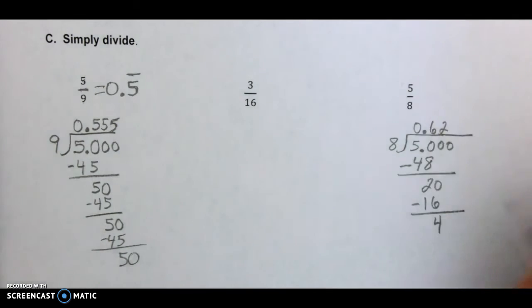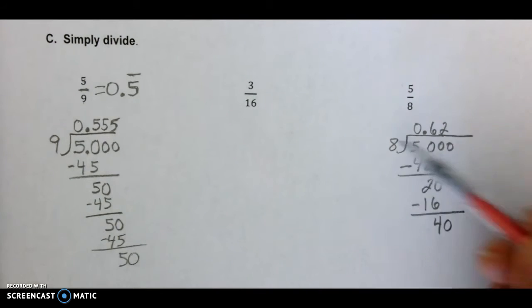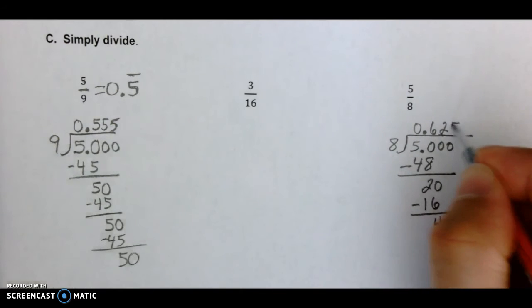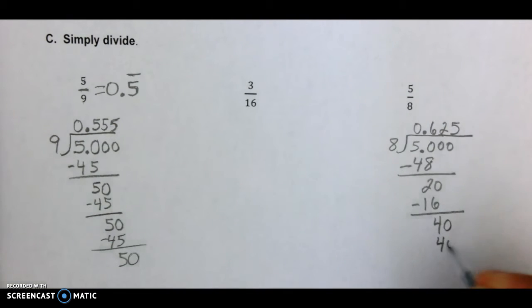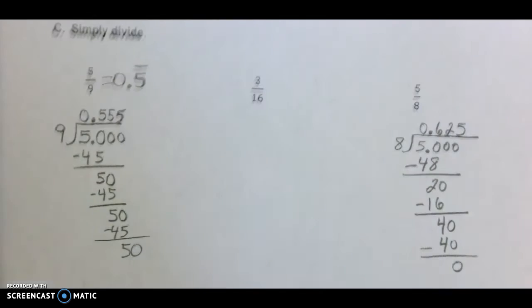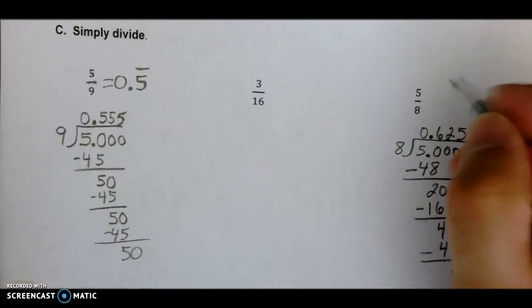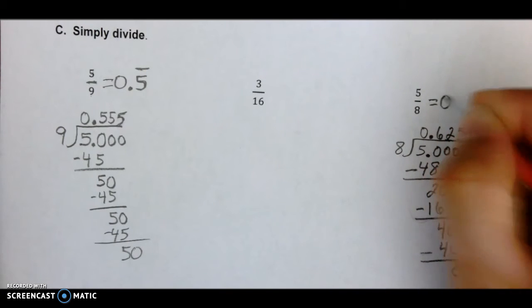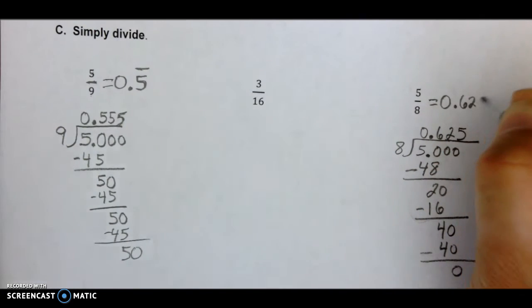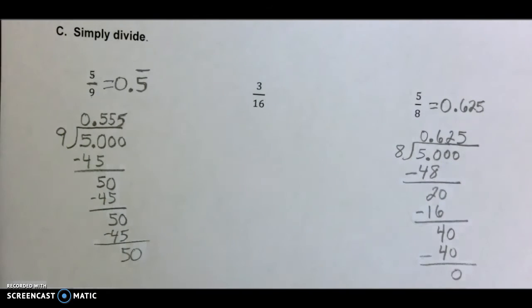I'm going to add a 0 and bring that down. And now I've got to think 8 into 40. Well, 8 goes into 40 5 times exactly. 8 times 5 is 40. And there's my 0 remainder, and so I'm done. And so this is going to be my answer. 5/8 is equal to 0.625, which is pronounced as 625 thousandths.